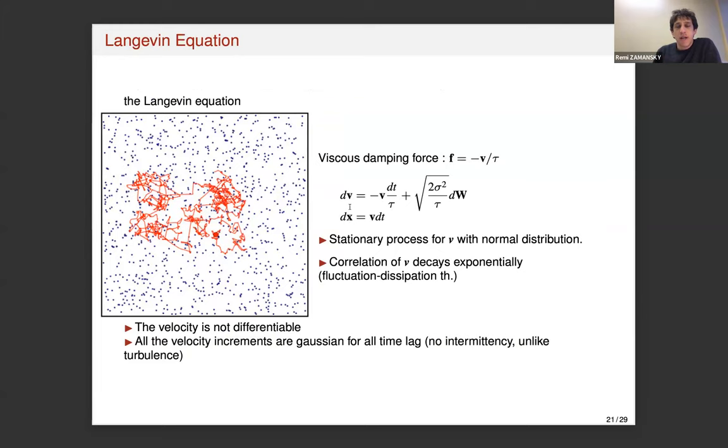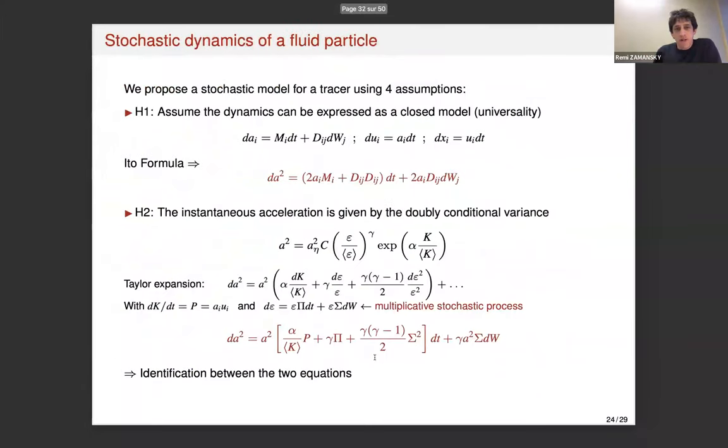With that, we have a stationary process for the velocity, and the autocorrelation of the velocity presents an exponential decay. But remember, you cannot differentiate the Wiener process, so the velocity is still not differentiable. It means that there is no properly defined acceleration, and with that kind of process, every velocity increment that is larger than zero will be Gaussian. So I will skip the next two slides for the sake of brevity, and move to the new part.